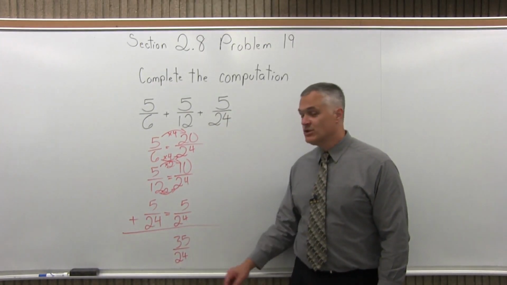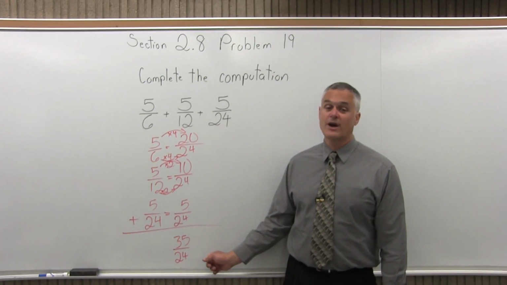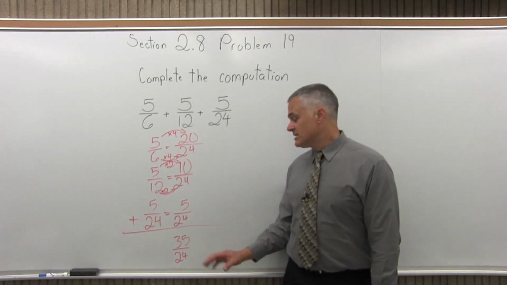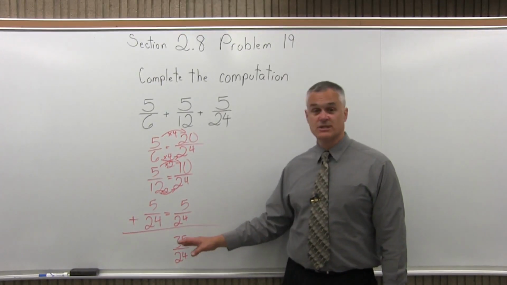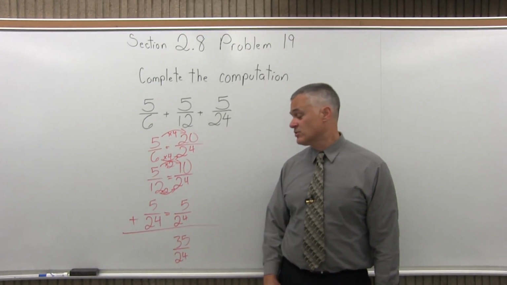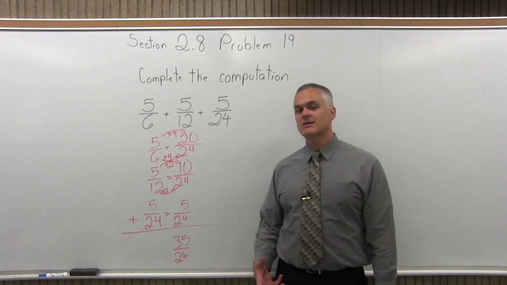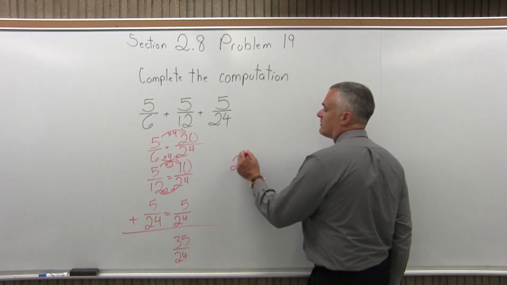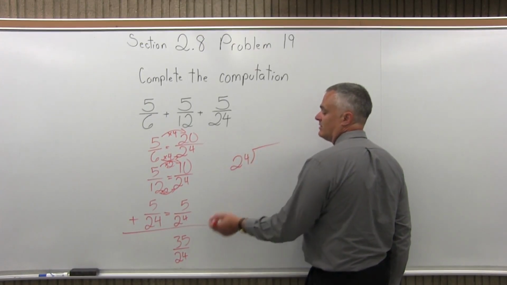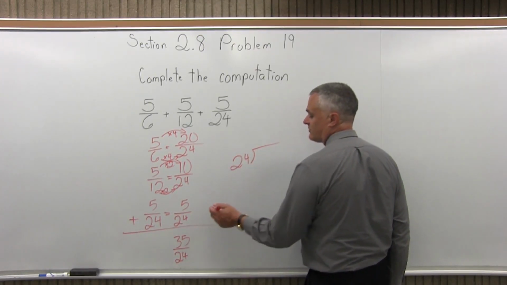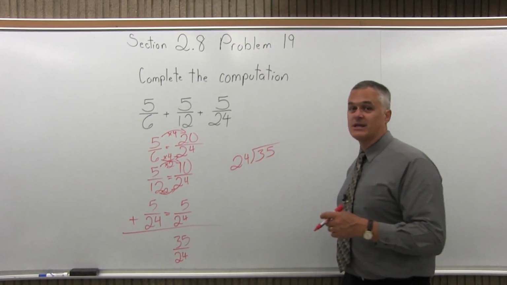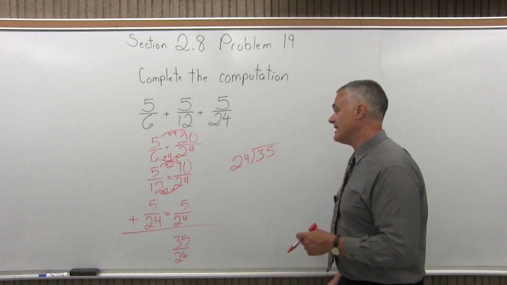Now, while it does not reduce, this is an improper fraction, I can convert it easily enough to a mixed number. Some math teachers are fine leaving your answer as an improper fraction like this, 35 over 24. Others prefer a mixed number as the answer when something like this happens. So if you remember how to do this, I'm going to go off to the side, divide the denominator, in this case 24, into the numerator of 35, see how many times I can get it to fit in, and then look for the remainder.